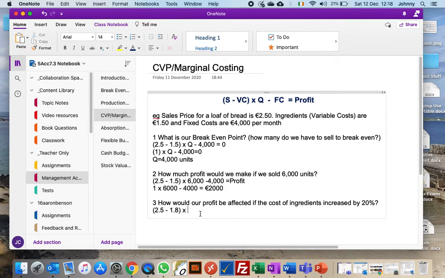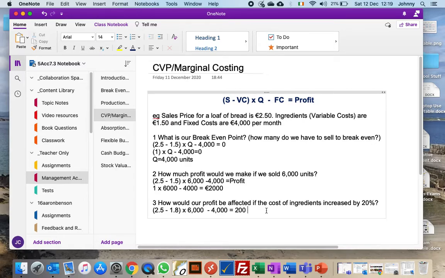Multiply that by the quantity. Now this is the profit compared to the situation we had above, so our quantity there would be 6,000 units. Take away from that our fixed costs, which is still 4,000. There's no change in our fixed costs, and that equals profit. So how do we get that? That would be 0.7 times 6,000, take away 4,000. So that means we'd make 2,000 profit before, and 200 profit if the ingredients increase by 20%. Obviously the maths has been done by the calculator for me.